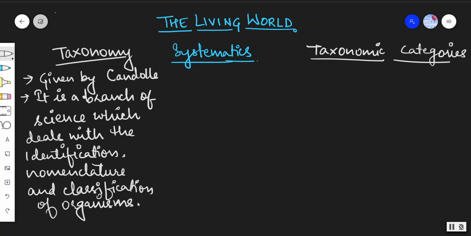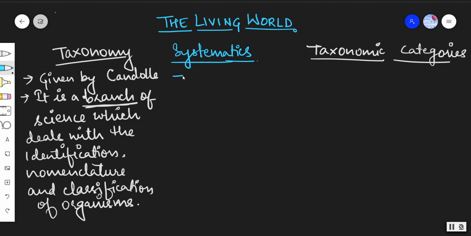So what is the meaning of taxonomy? It's a branch of science which deals with identification. Meaning, if we see an organism, we need to identify it. Then we name it, that is nomenclature, and then we classify the organism, in which category it fits, which we are going to discuss further. So these three things are done in taxonomy. The term is given by Candolle. Clear till now? I guess everything is clear.